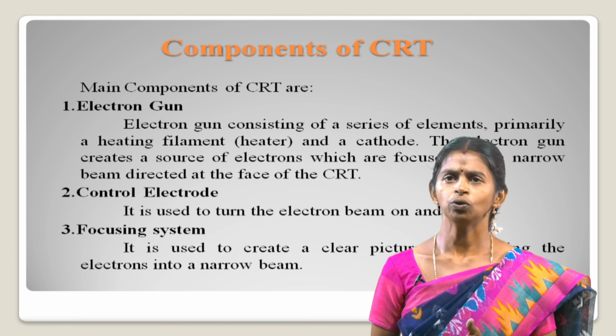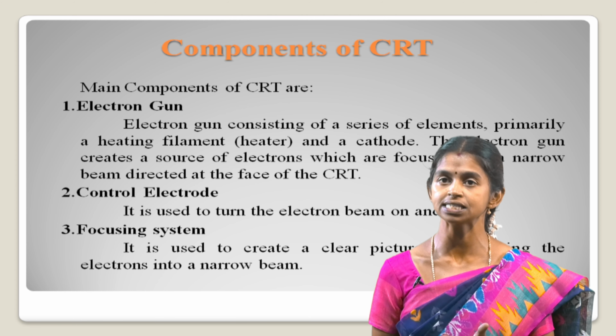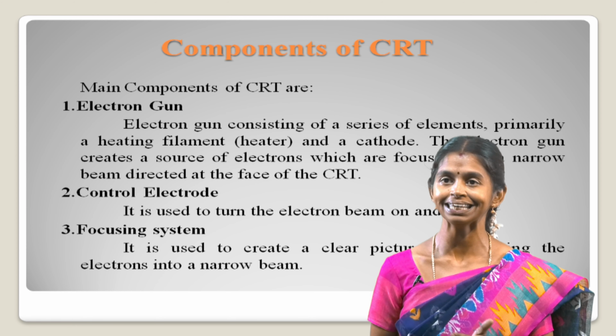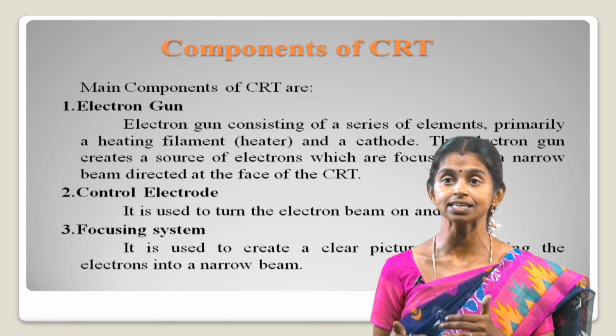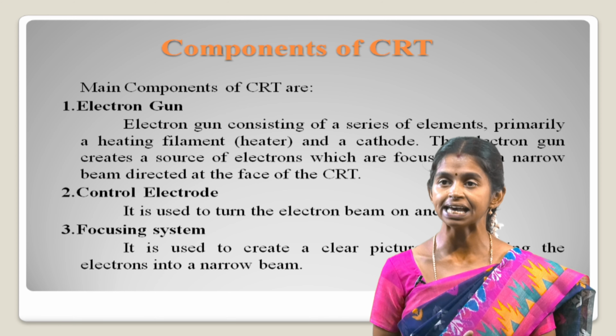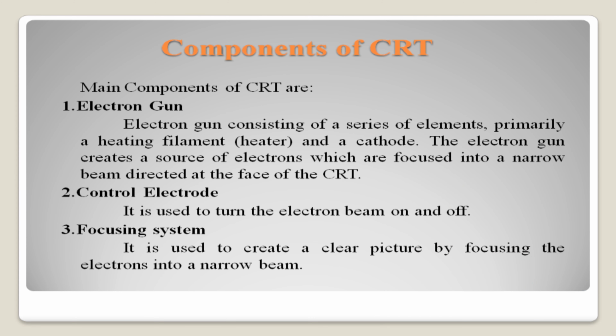Components of CRT. What are the main components of CRT? Number 1, electron gun. The electron gun consists of a series of elements, primarily a heating element and a cathode. The electron gun creates a source of electrons which are focused into a narrow beam directed at the face of the CRT. Number 2, control electrode. It is used to turn the electron beam on and off. Number 3, focusing system. It is used to create a clear picture by focusing the electrons into a narrow beam.